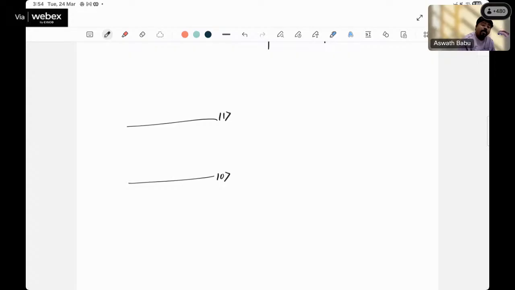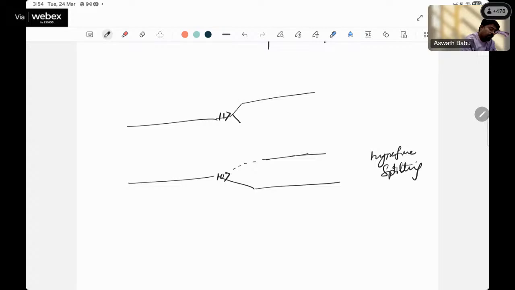Now, when I apply an external magnetic field, what happens? The ground state is going to have two possible ground states. It's basically called hyperfine splitting. Here there are two ground states. Similarly, we can have two excited states.